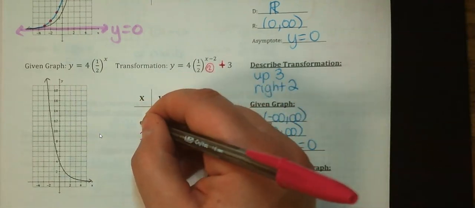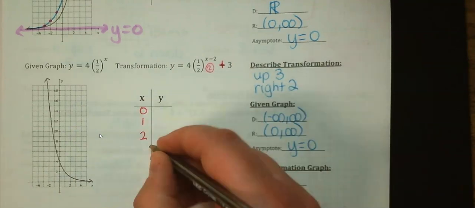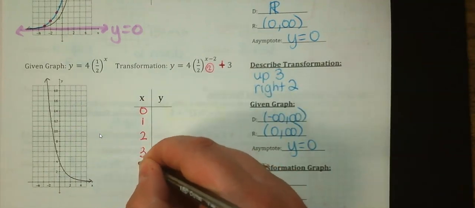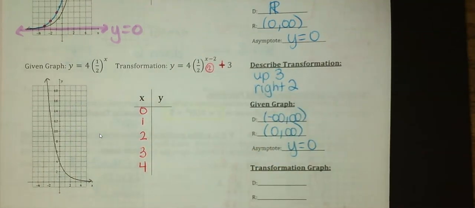And then I'm going to do 1 and 0 as my two smaller numbers, and I'll do 3 and 4 as my two bigger numbers. Whatever sets that exponent equal to 0, put that in the middle of your table. Just do a couple smaller numbers, a couple bigger numbers, and that should give you a really good picture of your graph. Okay, now, what should the asymptote for my new graph be?